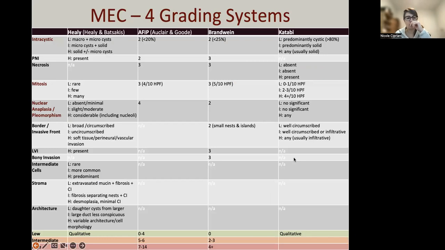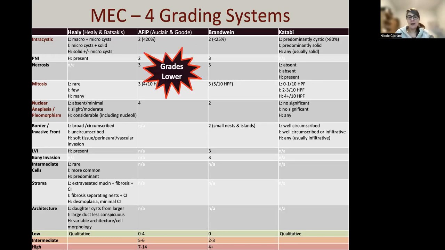The grading of mucoepidermoid carcinoma has been fraught with problems. There are currently 4 grading systems out there in the literature, 2 that are qualitative, the Healy on the left and the Katabi from Memorial on the right. The 2 in the center, the AFIP system and the Brandwein system, are quantitative, where you actually add up the numbers and come up with a low, intermediate, or high. Interestingly, if you apply these 4 grading systems to the same tumor, you could get anywhere from a low to an intermediate to a high grade, depending on what system you use. So it's absolutely terrible.